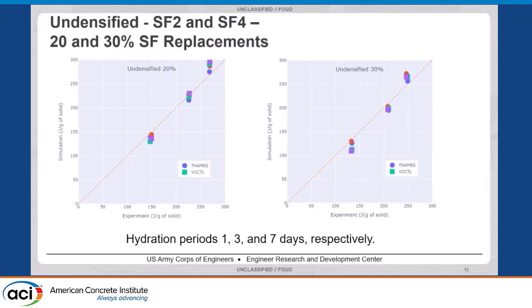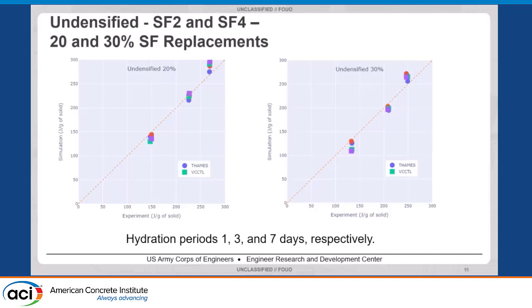So on the x-axis, what we see is the experimental results, joules per gram of solid. On the y-axis, we see the simulation data, again joules per gram of solid. So the spheres are showing the THAMES results, and the squares are showing the VCCTL results. If we have the greatest agreement, then you would expect to see all these dots right on top of this dash, something like this 30-45 degree angle. Pretty much so. I mean, the data points are really clustered around the dash.